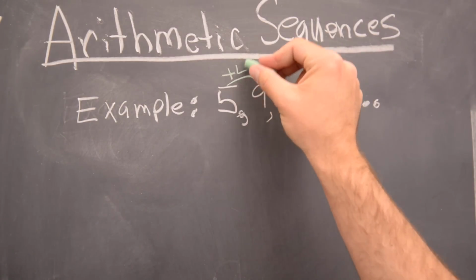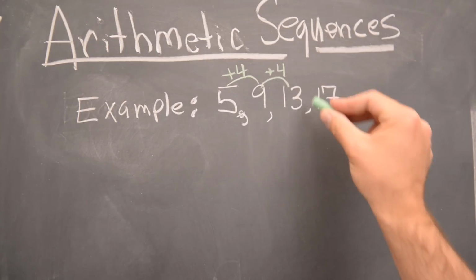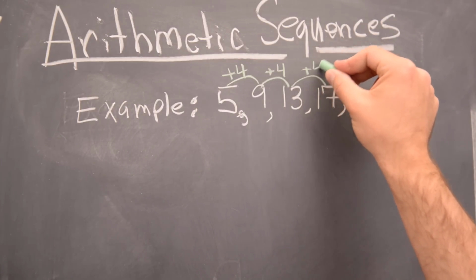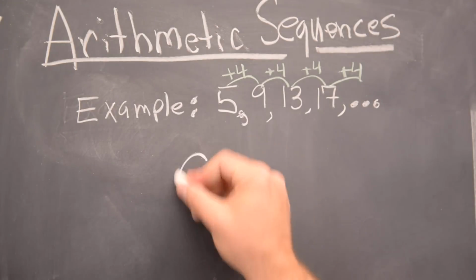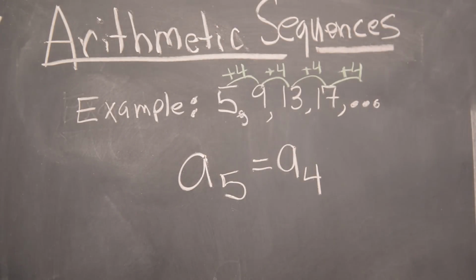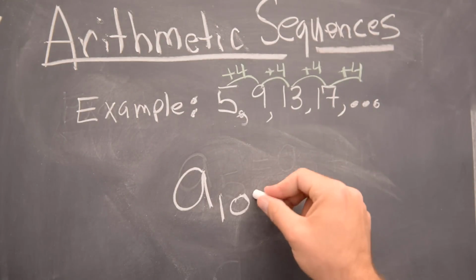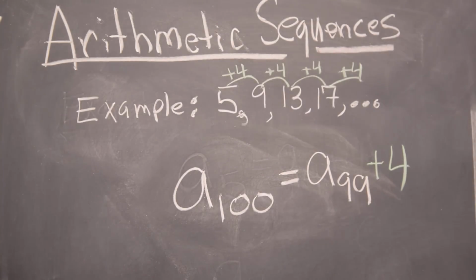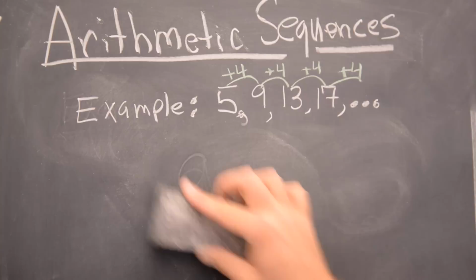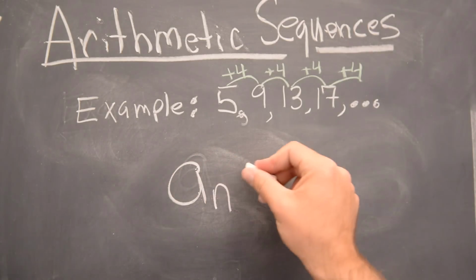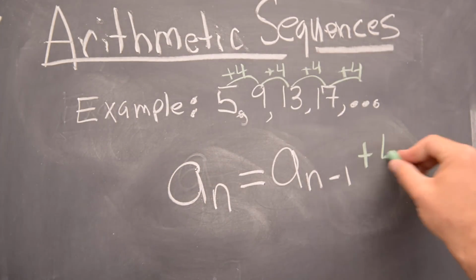5 plus 4 is 9. 9 plus 4 is 13. 13 plus 4 is 17. So the fifth term in the sequence is 4 more than the fourth term. The 100th term in the sequence will be 4 more than the 99th term. In general, the nth term will be 4 more than the n-1st term.